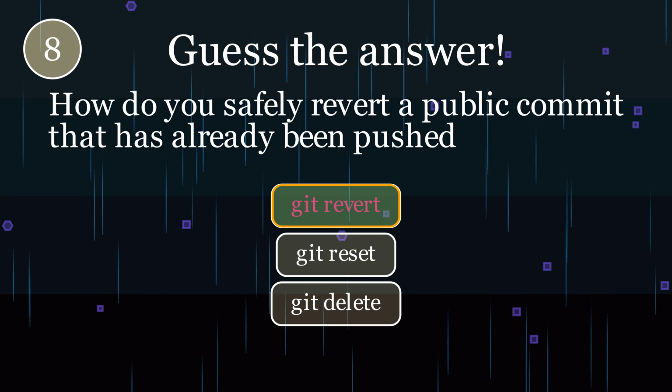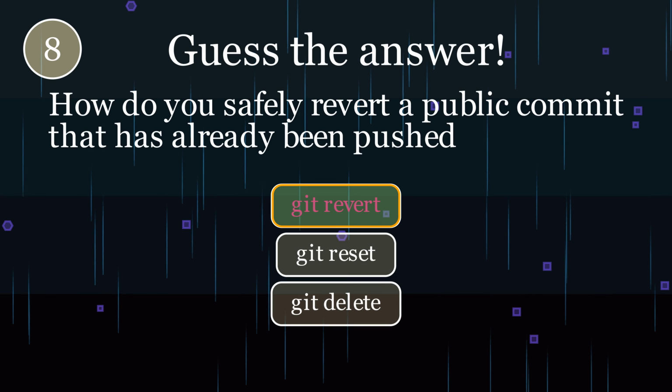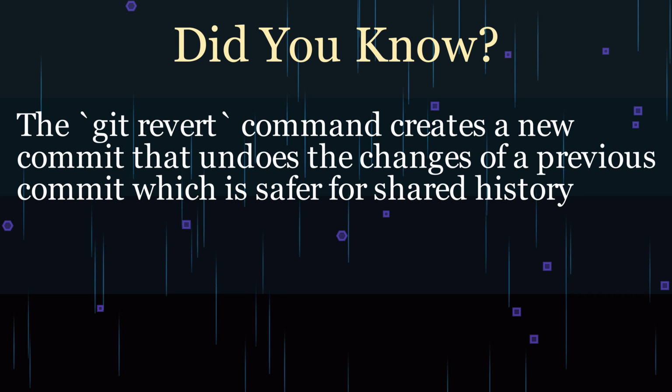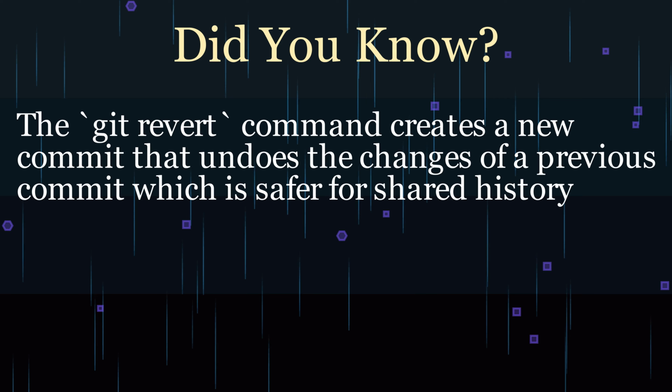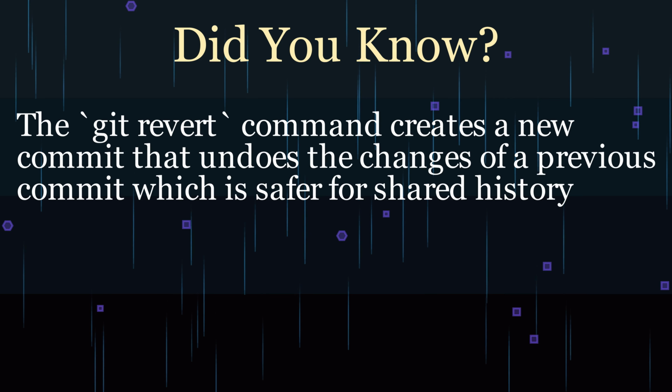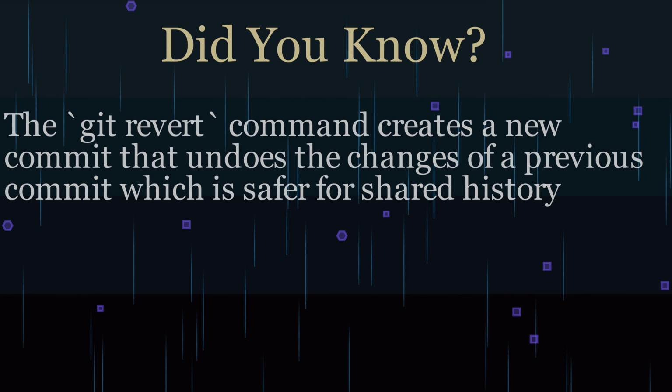The correct answer is, Git revert. Here's something cool. The git revert command creates a new commit that undoes the changes of a previous commit, which is safer for shared history.